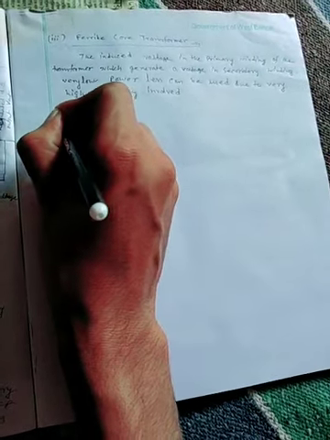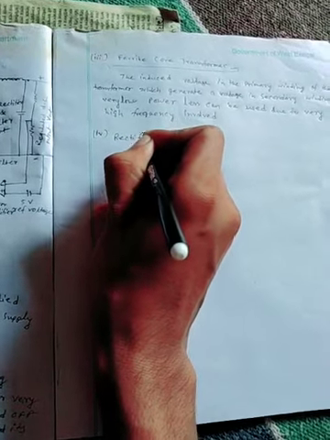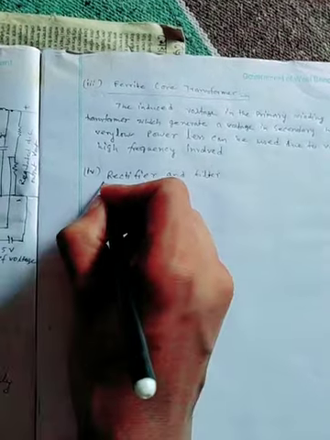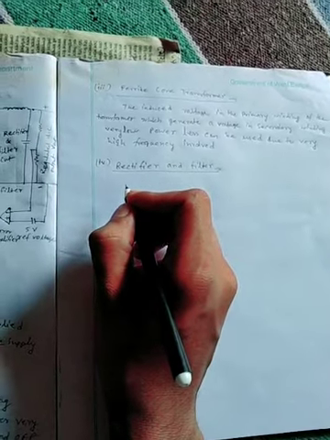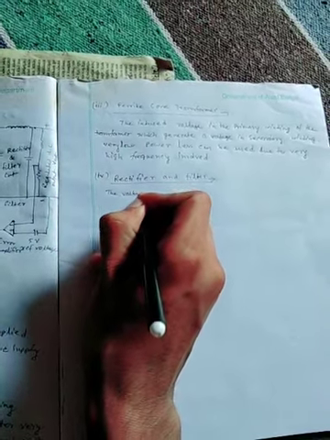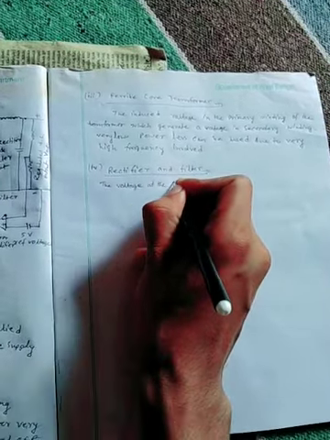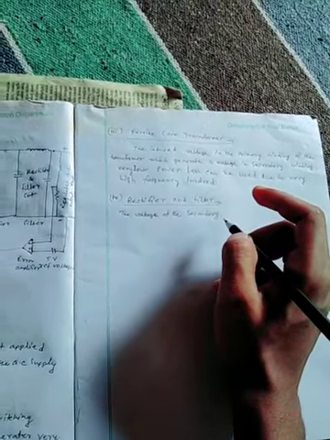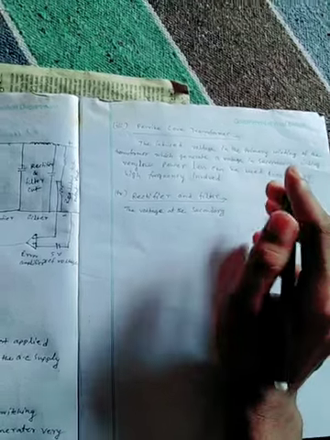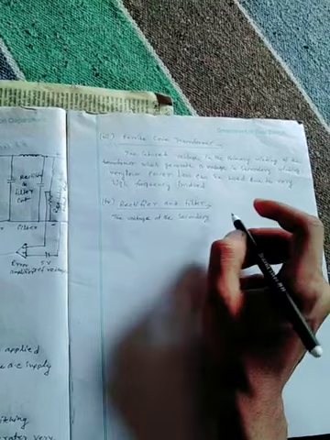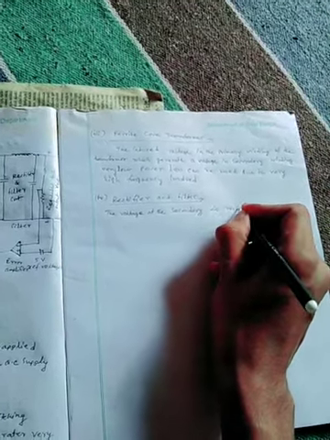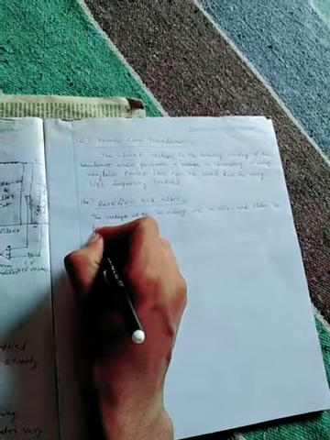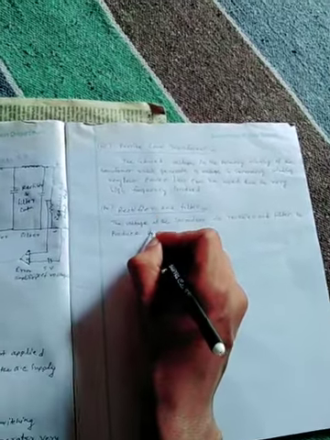After that is the rectifier and filter on the secondary part. The voltage at the secondary is then rectified and filtered to produce the rectified output.